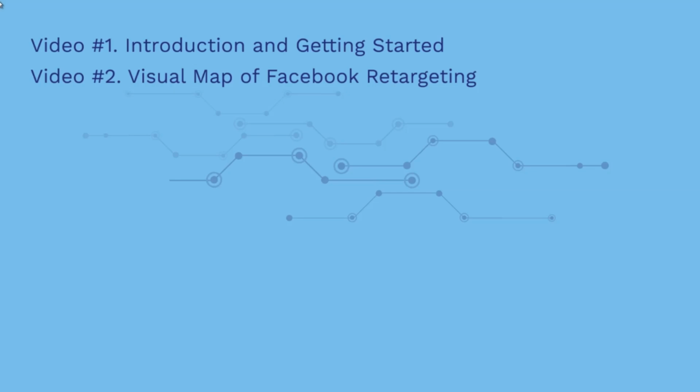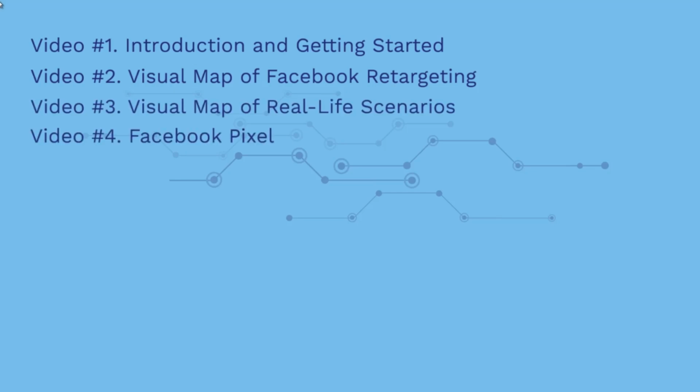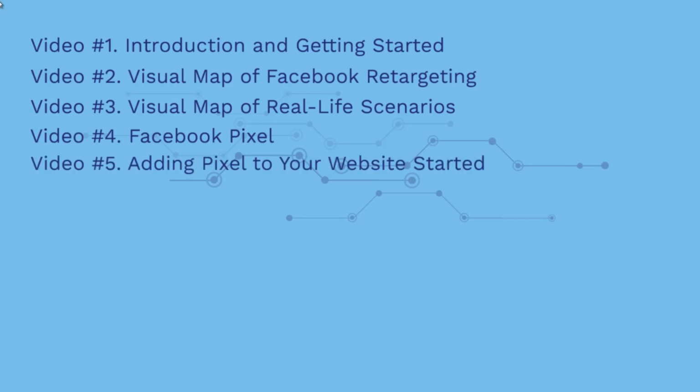Once I show you the basics via a visual map, that's when we show you some real life examples in video number 3. Of course, in video number 4, I'm going to talk about the Facebook pixel, what it is, why it's important, and how it's used. From that point, we'll move to video number 5 and talk about how to add the pixel to your website, whether you're using WordPress, ClickFunnels, Lead Pages, or any other landing page builder.